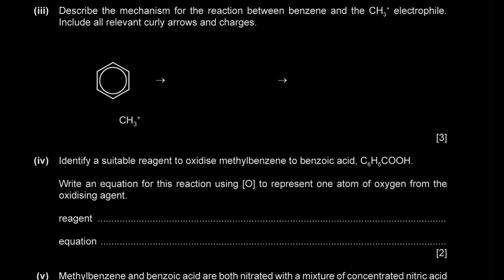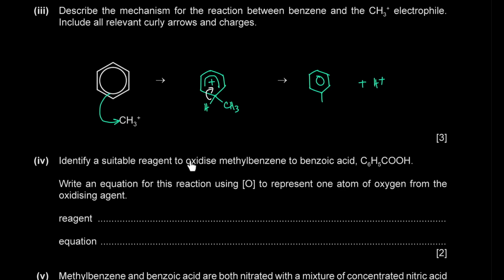Describe the mechanism for the reaction between benzene and the electrophile. Include all relevant curly arrows and charges. So in the first step, we have the donation of a pair of electrons from the ring to the electrophile, and we end up getting a carbocation intermediate like this. And then in the second step of this mechanism, the CH bond breaks and the electrons from the CH bond go back into the ring, and we end up getting methylbenzene and H plus.